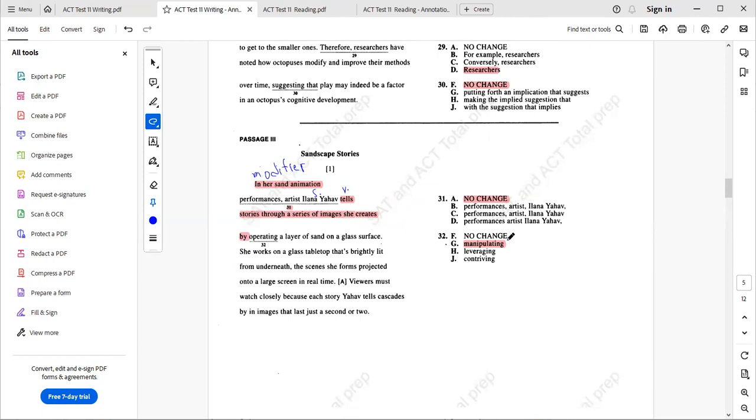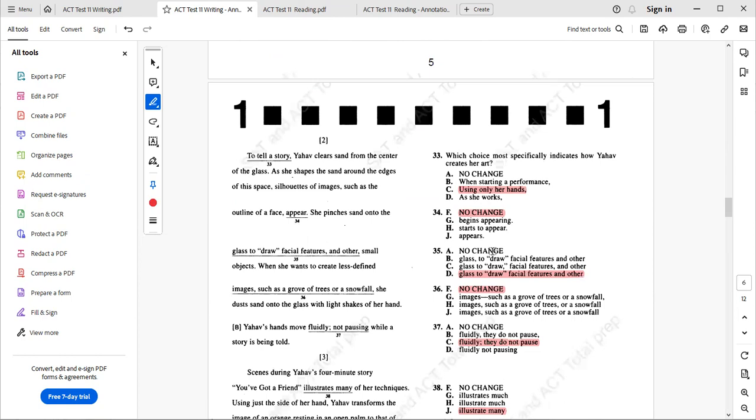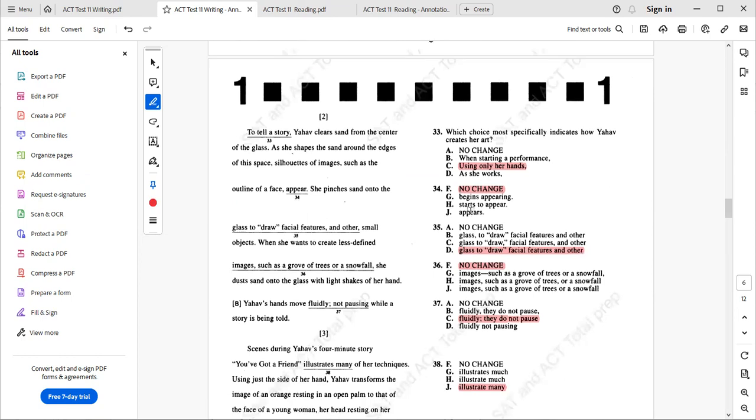Also, let's look at it. This vocab, he said in her sand animation performance, artist Elena Yao tells a story through a series of images she creates by a layer of sand on a glass surface. Okay. Operating, can we say operate for a layer? Operate for a car, operate for a machine. Operate means to raise. Contrive, it will not come here. So it's better to say manipulating. And you answered it right, Engineer Omar. 33. Right, Engineer Omar. Skip it. 34 is wrong.